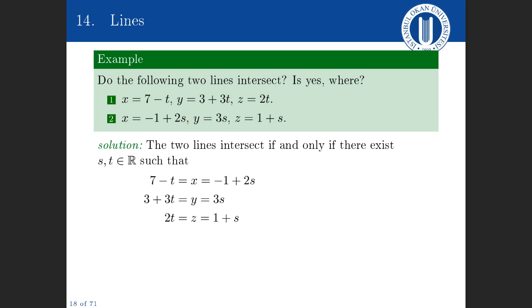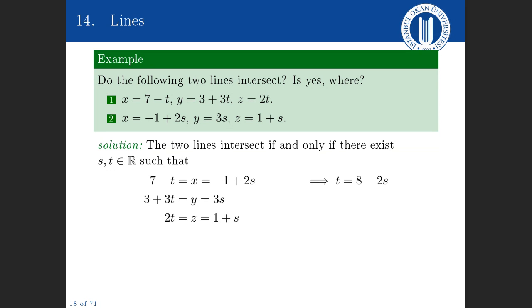The two lines are going to intersect at a point if and only if we can find s and t where these three equations are all true. We need 7 minus t to be the same as minus 1 plus 2s. And we need to have that 3 plus 3t is equal to 3s. And we need to have that 2t is equal to 1 plus s. So the question is, can we find s and t so that all three of these equations are true at the same time?